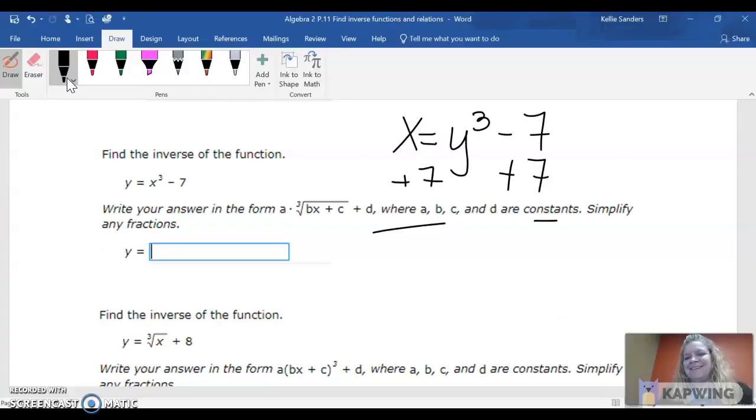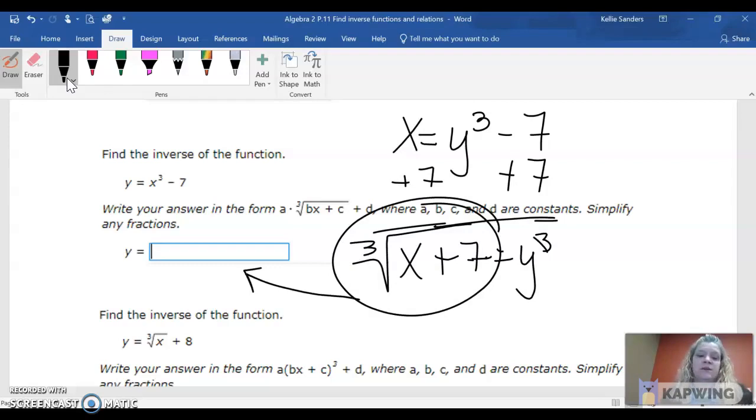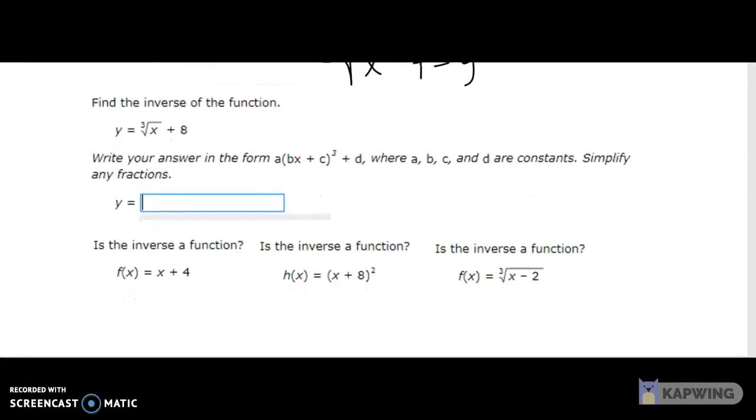So we're going to add the 7. So x plus 7 equals y to the third. And to get y by itself, you take the cube root. And that is what is going to go inside there, the cube root of x plus 7.